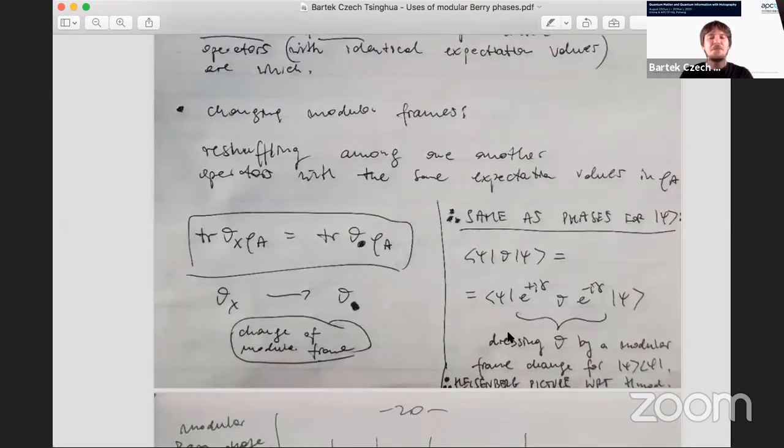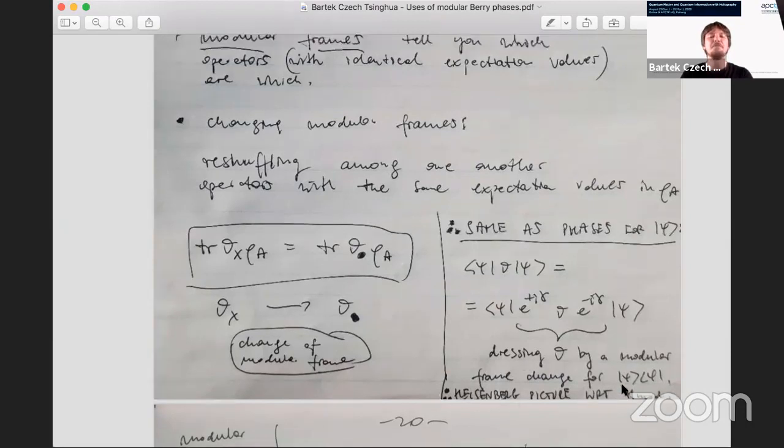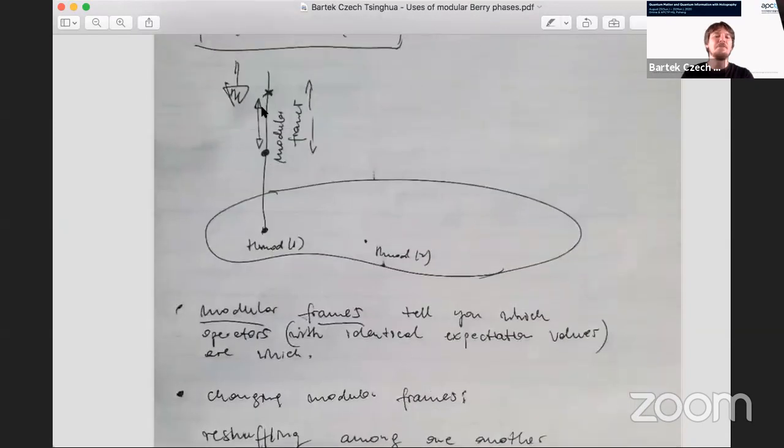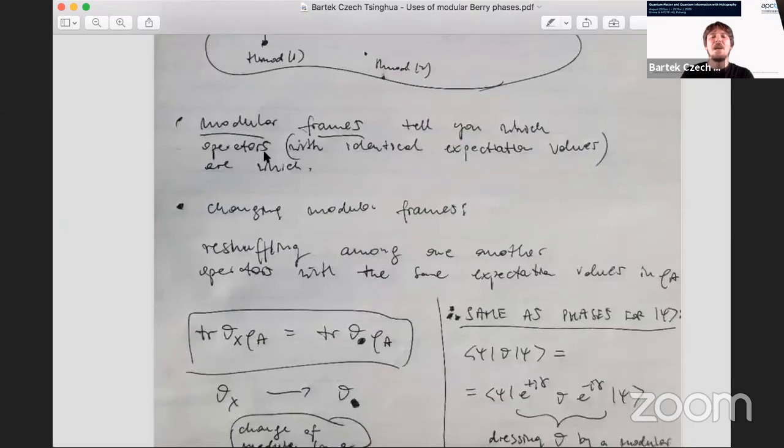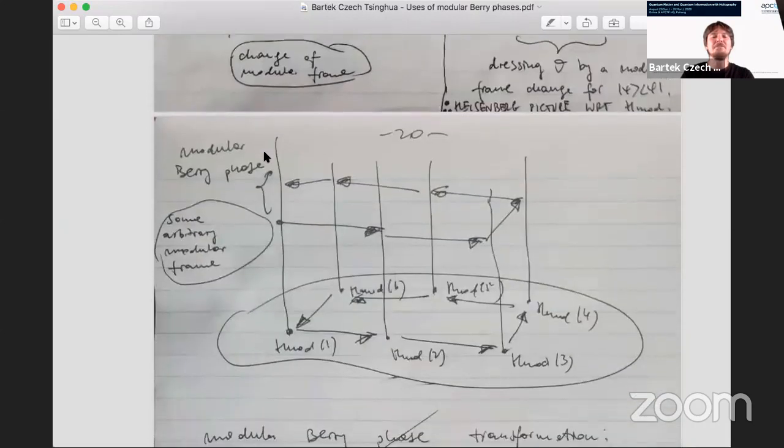So a very good way of thinking about what changing modular frames is, and going from here to here, is really dressing the operator by exponentials of H mod, or whatever other things commute with H mod. That's really just like going to the Heisenberg picture with respect to H mod. So that's what the different modular frames are: equivalent operators in different Heisenberg frames. Any questions or comments about this?